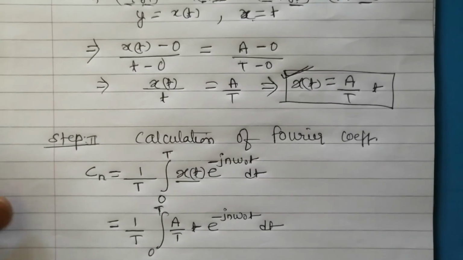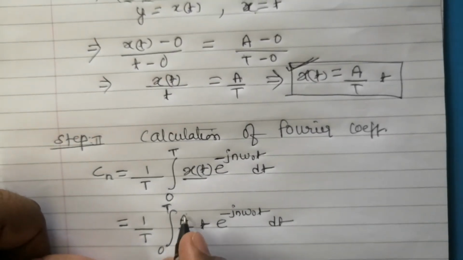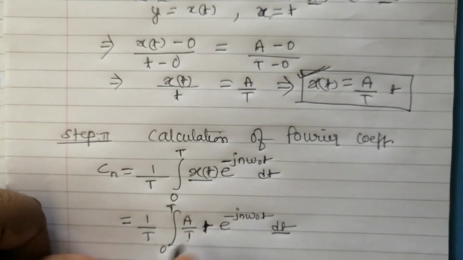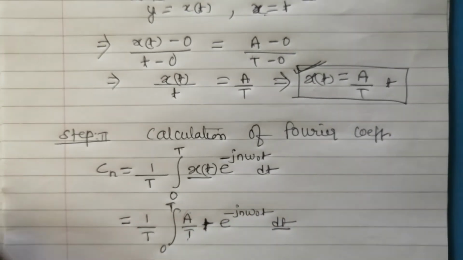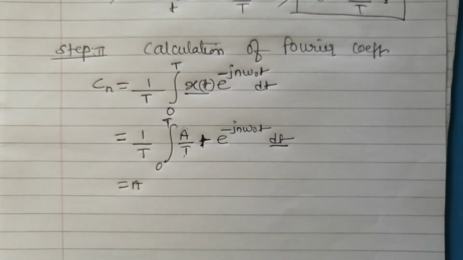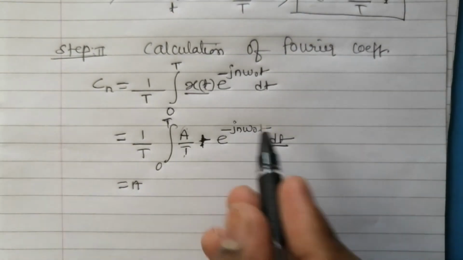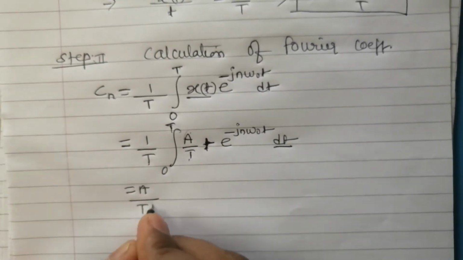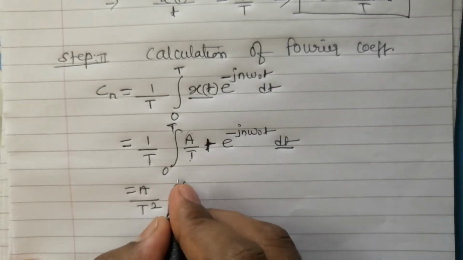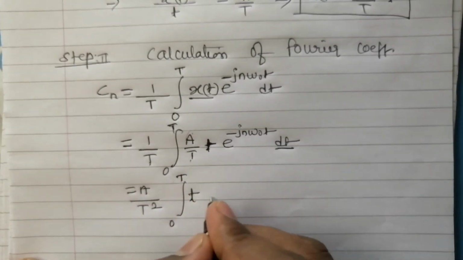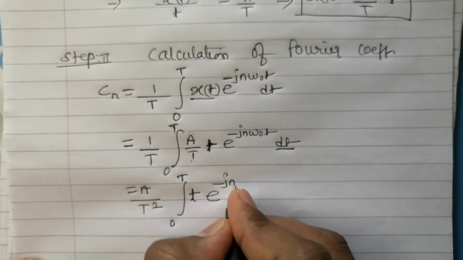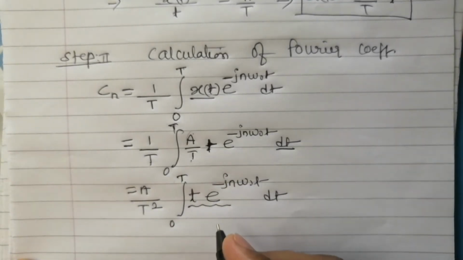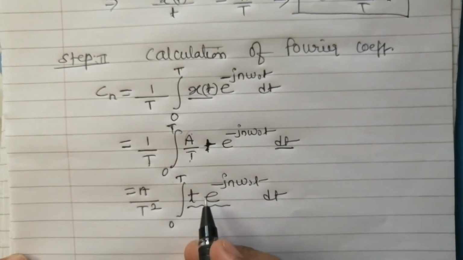Right, now A upon T is a constant part, this t is variable because it is with respect to time, so this can be taken outside. So I will write it as A upon T square, integration from 0 to capital T, this t multiplied with e raised to power minus j n omega naught t dt. So we have to integrate this product of t and exponential.